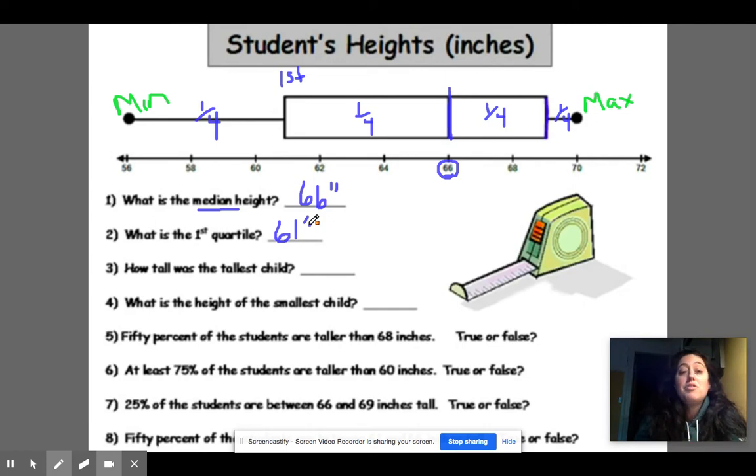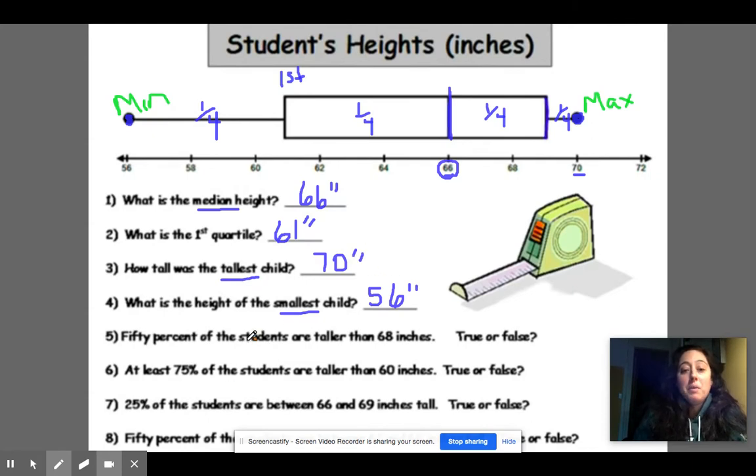How tall was the tallest child? Again, that's talking about this maximum number right here. The tallest child looks like 70 inches. The height of the smallest child, that would be my minimum number, and that looks like 56.